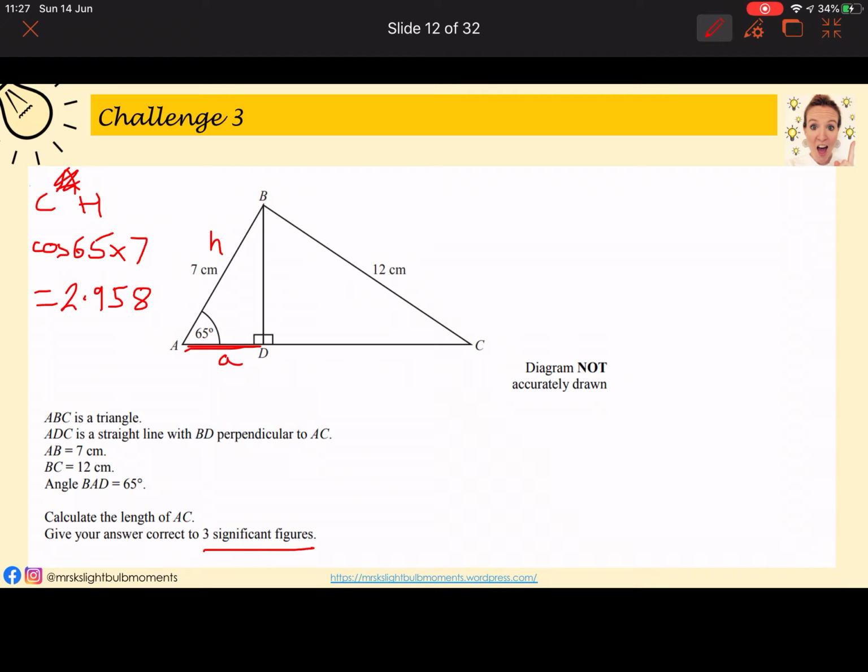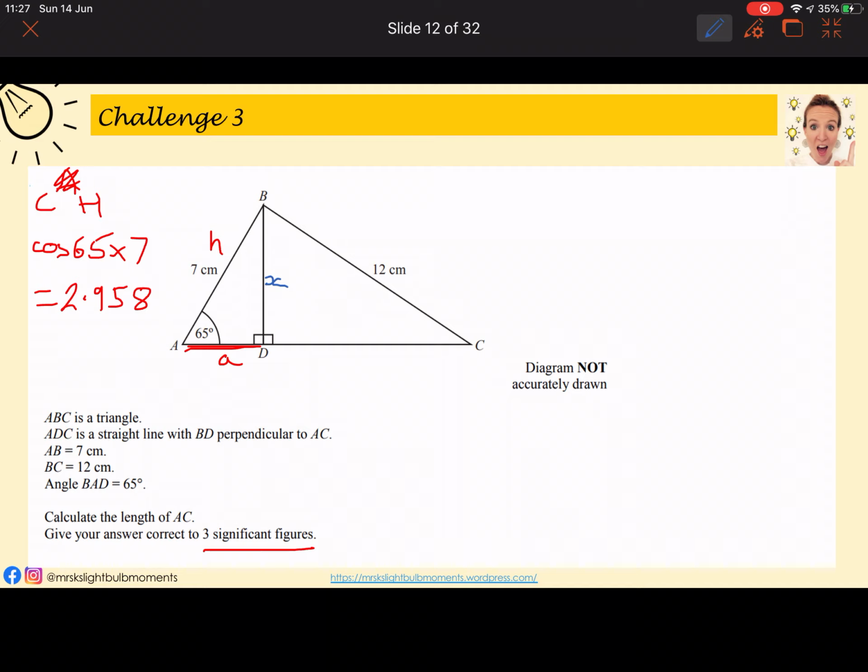Okay, now I need to find the other part. Now, we don't have much information about that side of our triangle, so we actually need to find out this bit first. I'm just going to put a little X where I mean. Okay, we need to find that height of our whole big triangle. So we're going to use trigonometry again on that little shape.